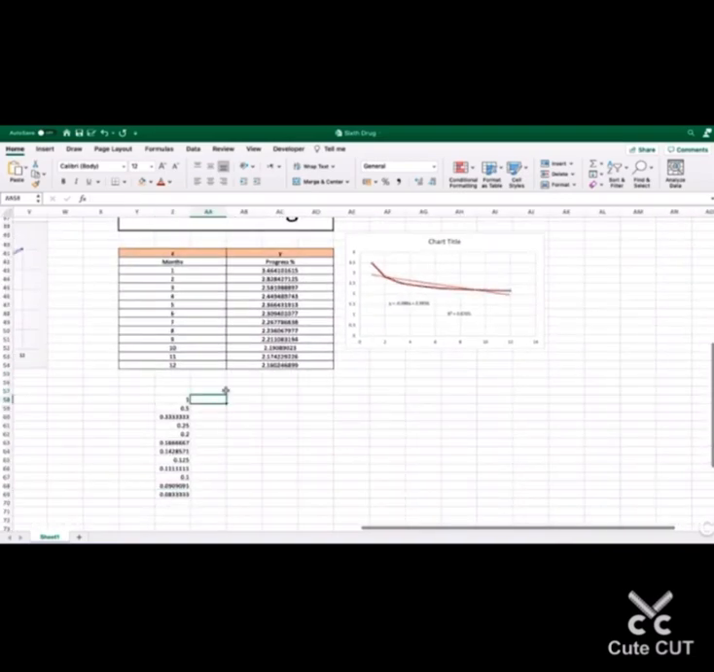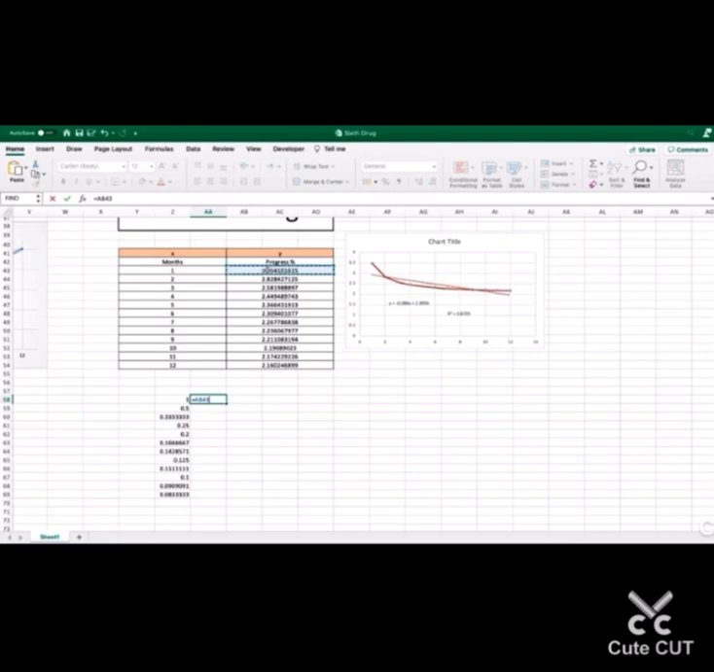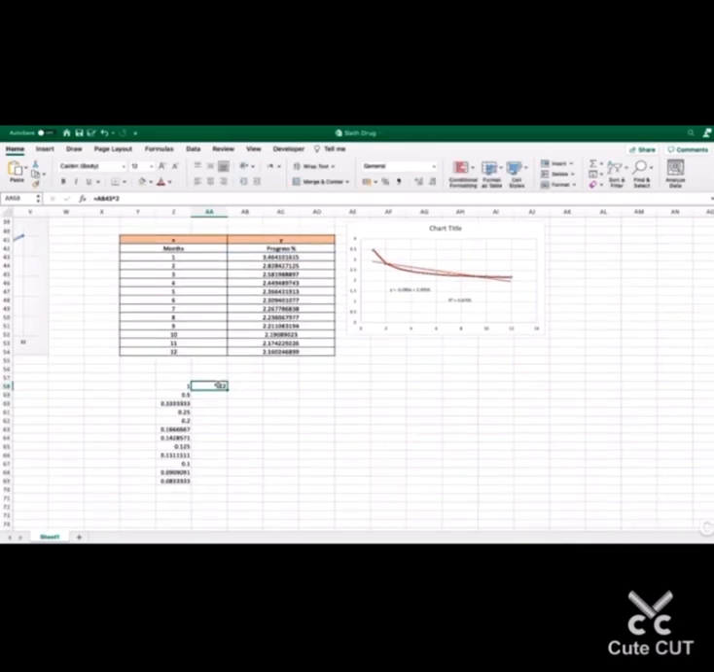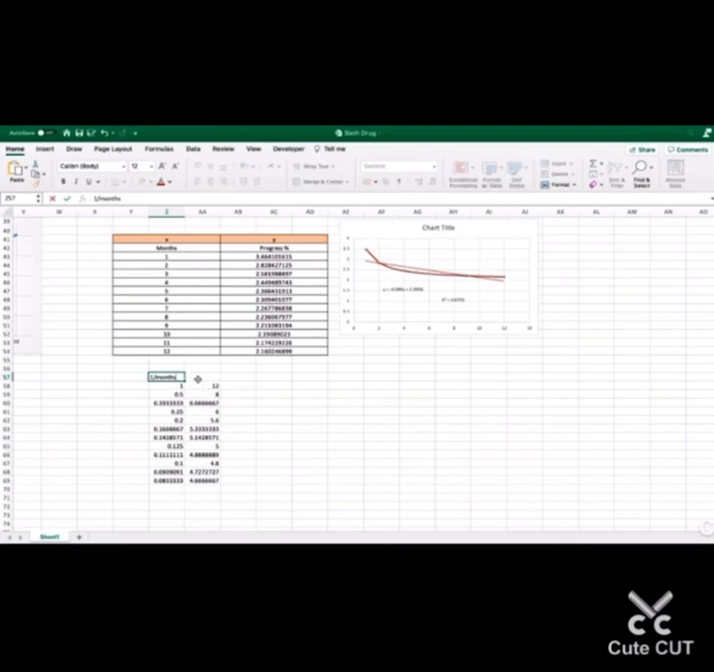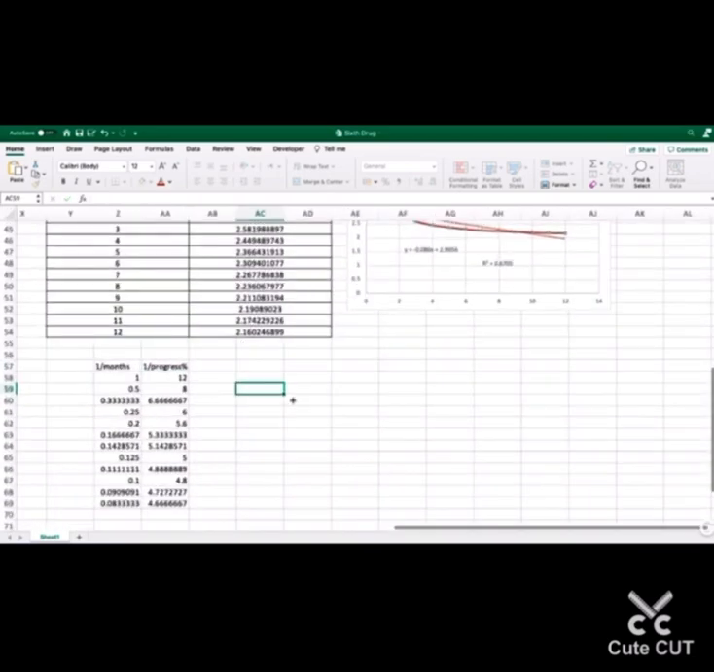And I want to square this y. Here we have y, right? I want to square it. So I will say this value squared. How do you put a square? Just Shift 6 and then 2. It will be squared. Do exactly the same thing until I reach the 12th point. Then we will have this data. This will be 1 over month, because I found the reciprocal, right? And here will be 1 over progress percentage.